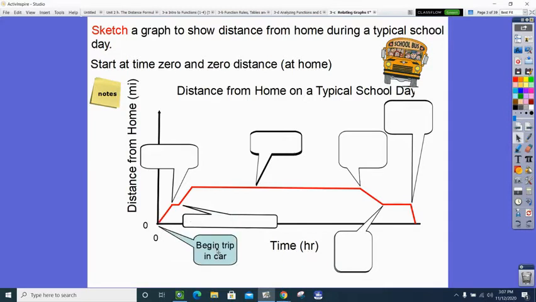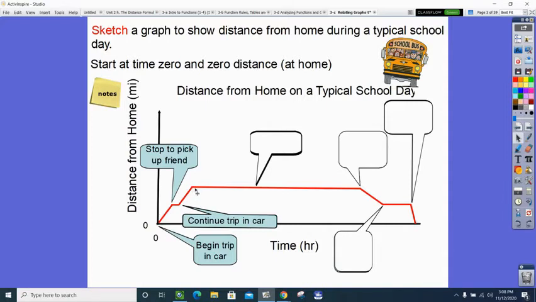So let's just say that we begin the trip in the car. So here we are driving. Now notice that this piece flatlines. What might be a reason for that? How about we stop to pick up a friend? Now we continue the trip in the car, and you're going to notice that the steepness sort of remains the same. So it's the same mode of transportation, same types of roads or whatever, speeds.